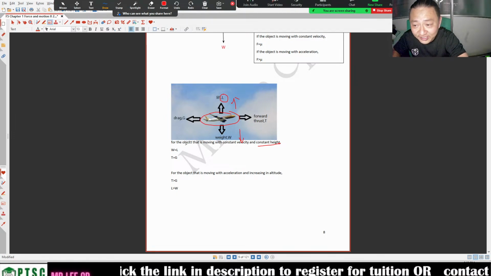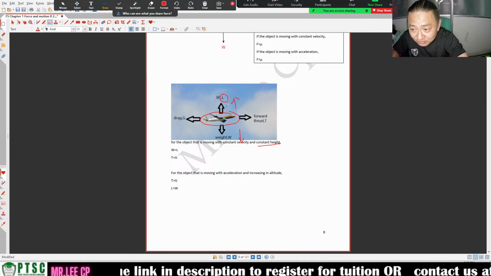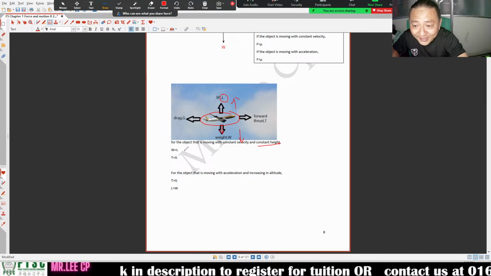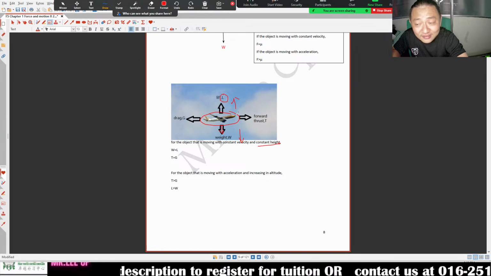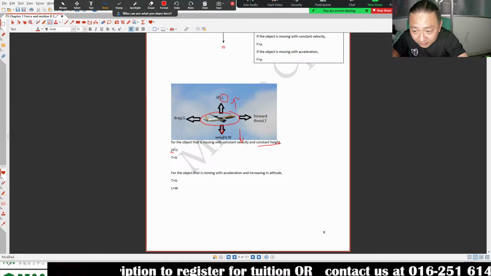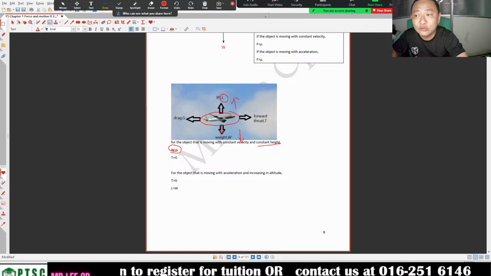Upward it is called lift. Upward is called lift force. Downward it is called weight. Right? The weight. So upward and downward will be the same. W is equal to L.